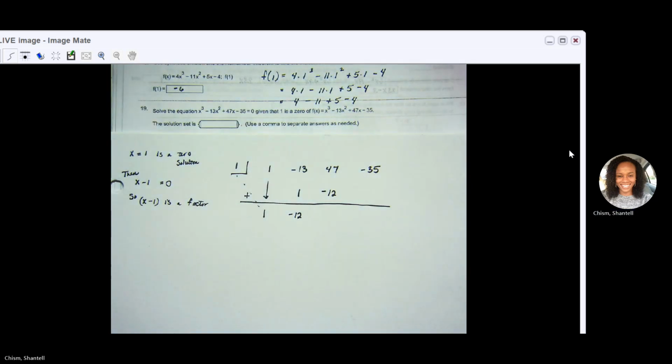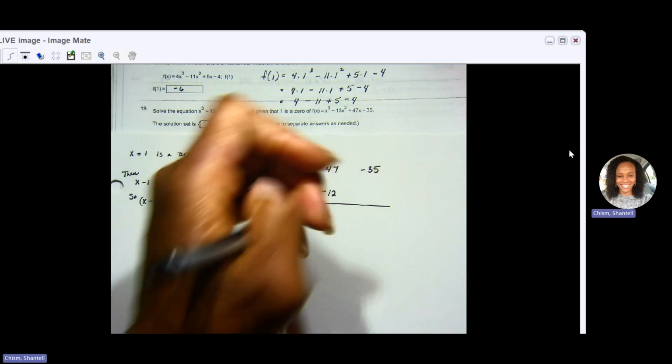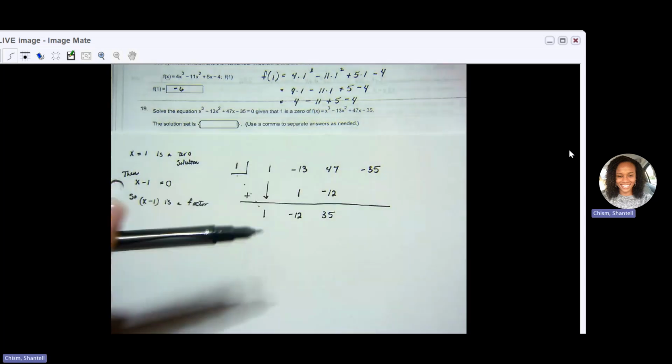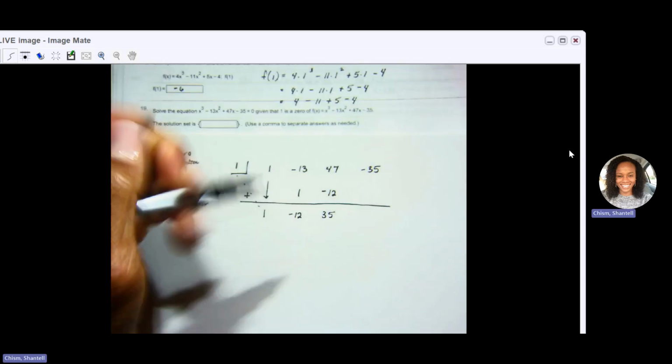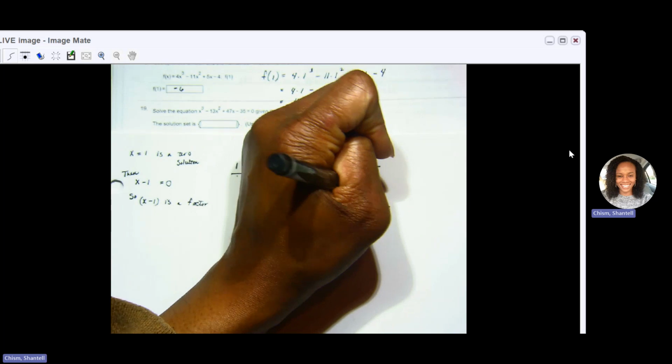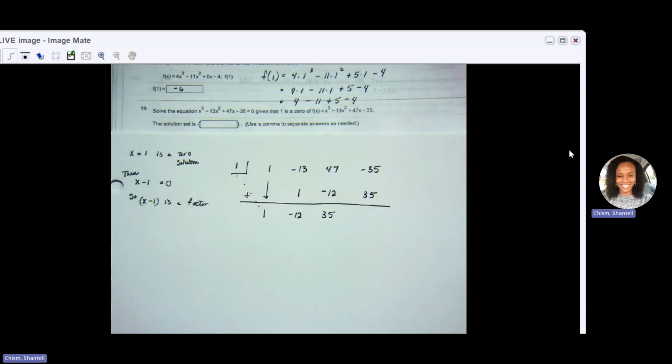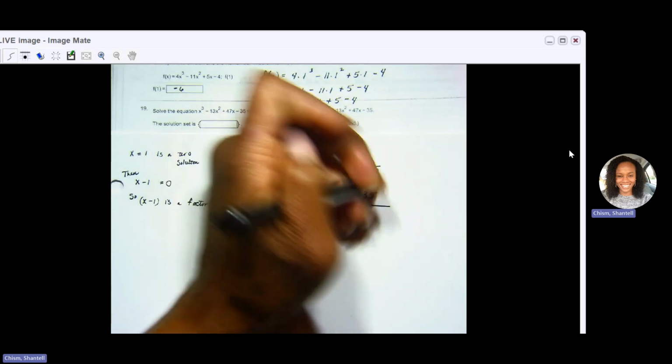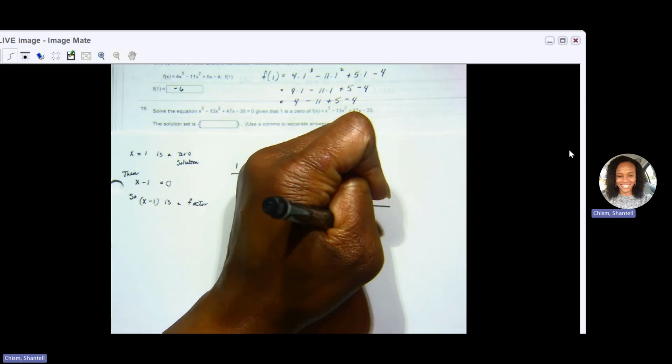47 plus a negative 12 is just the same thing as 47 minus 12. That is 35. And then 1 times 35 is a positive 35. Put that in the next column. Negative 35 plus 35, there's our remainder of 0.